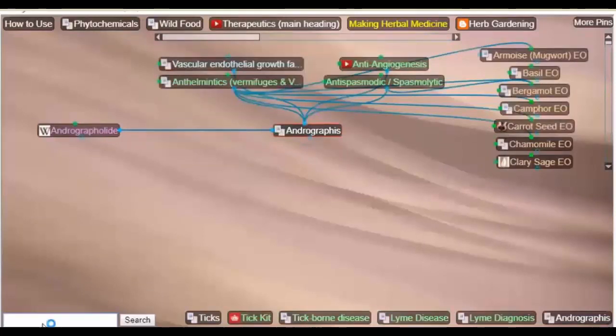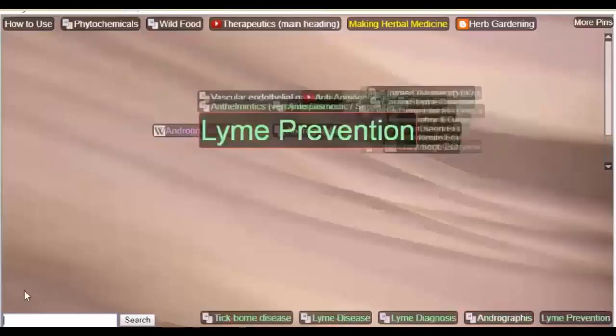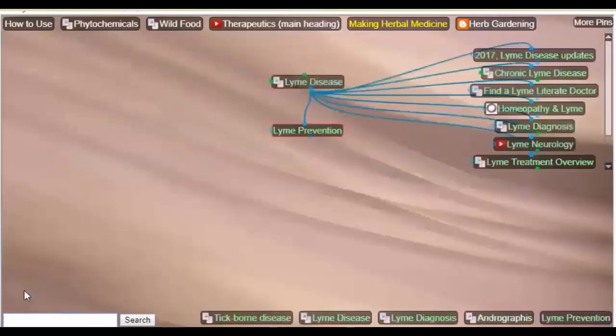Let me just look up Lyme prevention. So is it a liquid or a powder? Get it as a liquid, as a tincture, and then just mix it with some green clay.